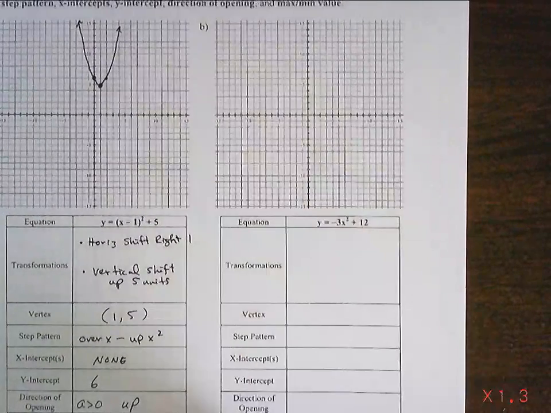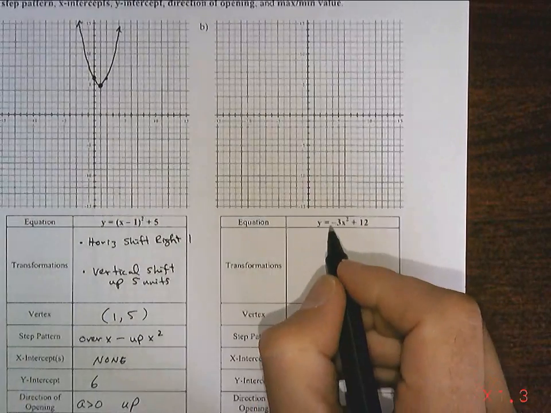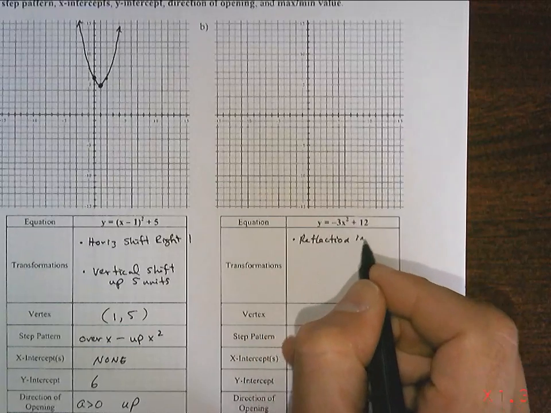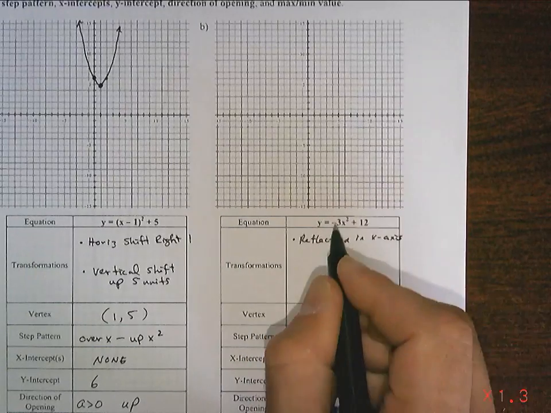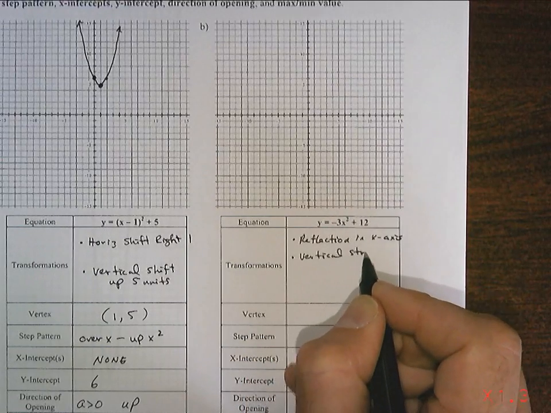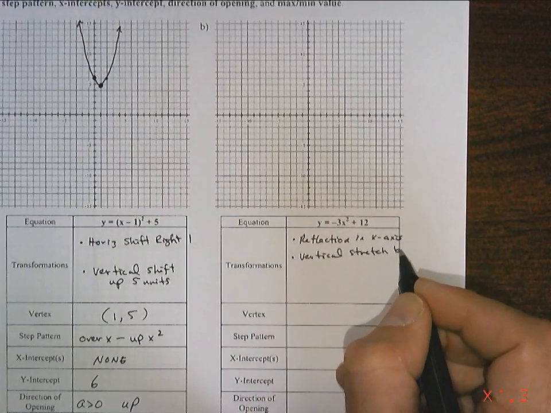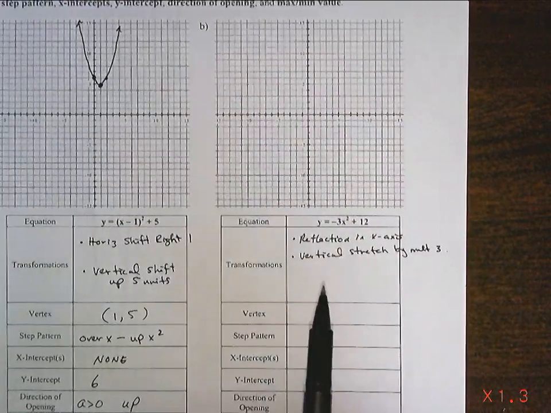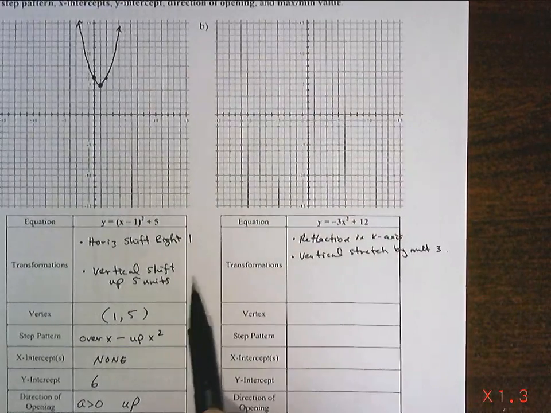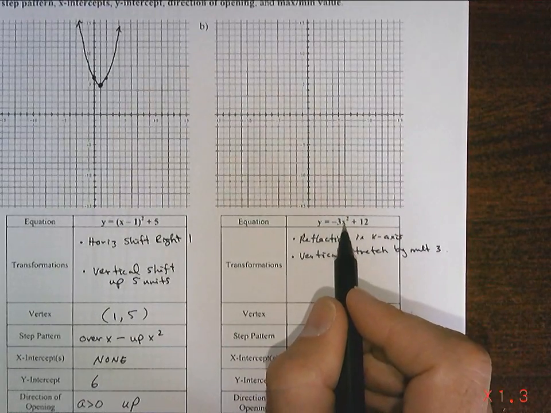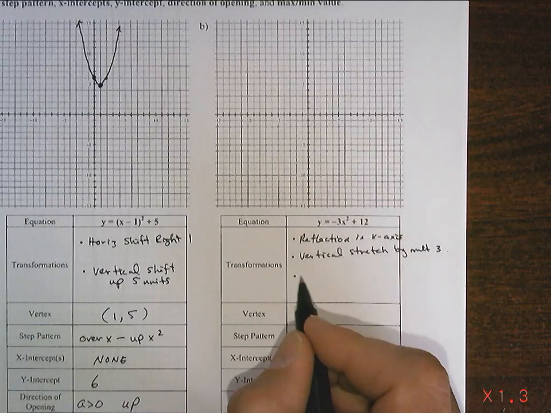Ooh, transformations. This is kind of neat. I have a reflection in the x-axis. I have a vertical stretch by a multiple of 3, which means that my step pattern is going to be changed. It's going to be 3 times x squared, and it's going to open down. Now look what's happening here. There's nothing else happening with the x, so there's no horizontal shift. No horizontal shift, but there is a vertical shift.